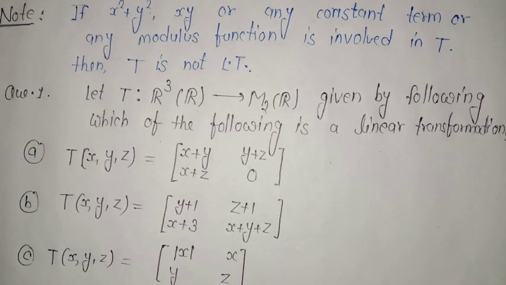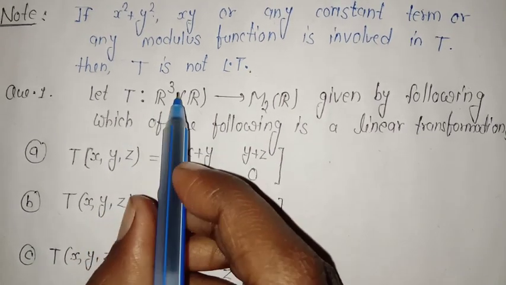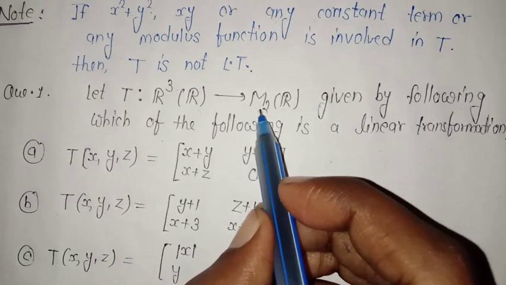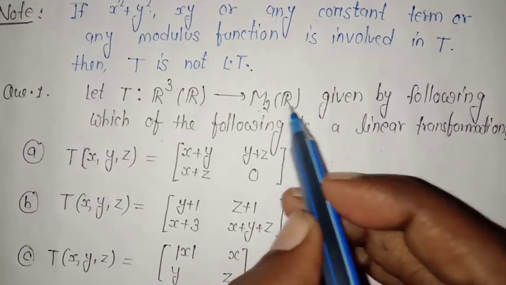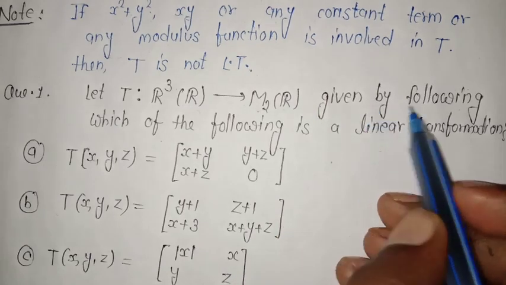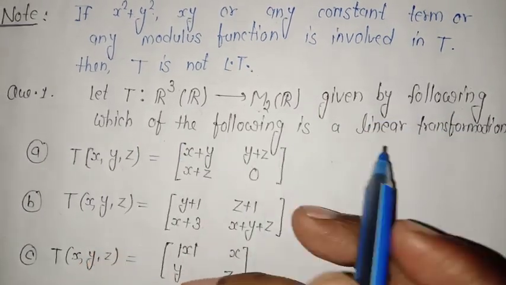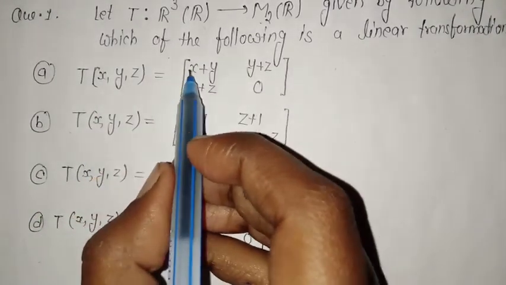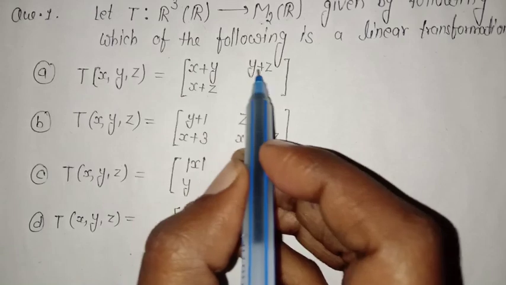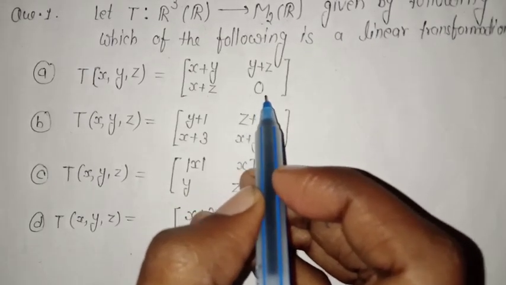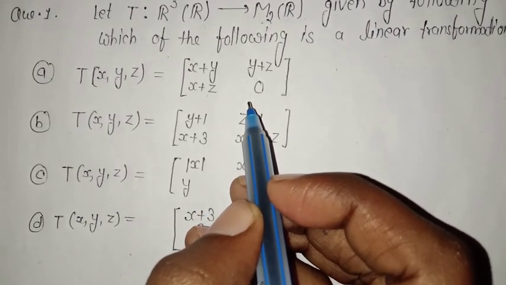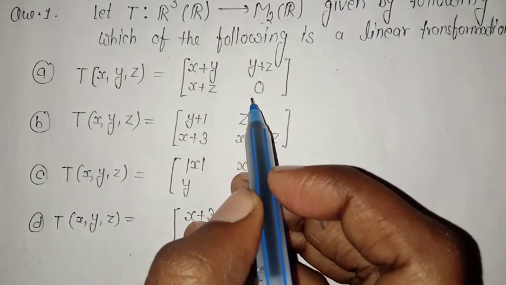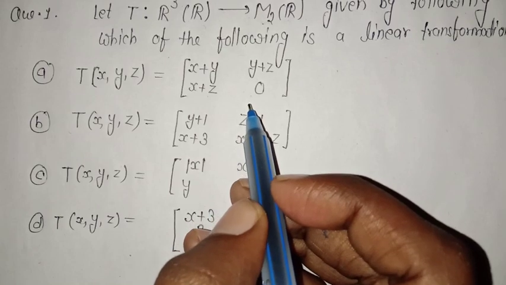Our question number 1 is: let T be a transformation from R cube over R to M2 over R, the vector space of all 2 cross 2 matrices with entries from the set of real numbers, given by the following. Which of the following is a linear transformation? Option 1 is T of (x, y, z) equals the matrix x plus y, x plus z, y plus z and 0. The 0 doesn't affect the linearity of the given transformation. So if there is 0 in the transformation, we can say that the transformation is linear because 0 has no value.